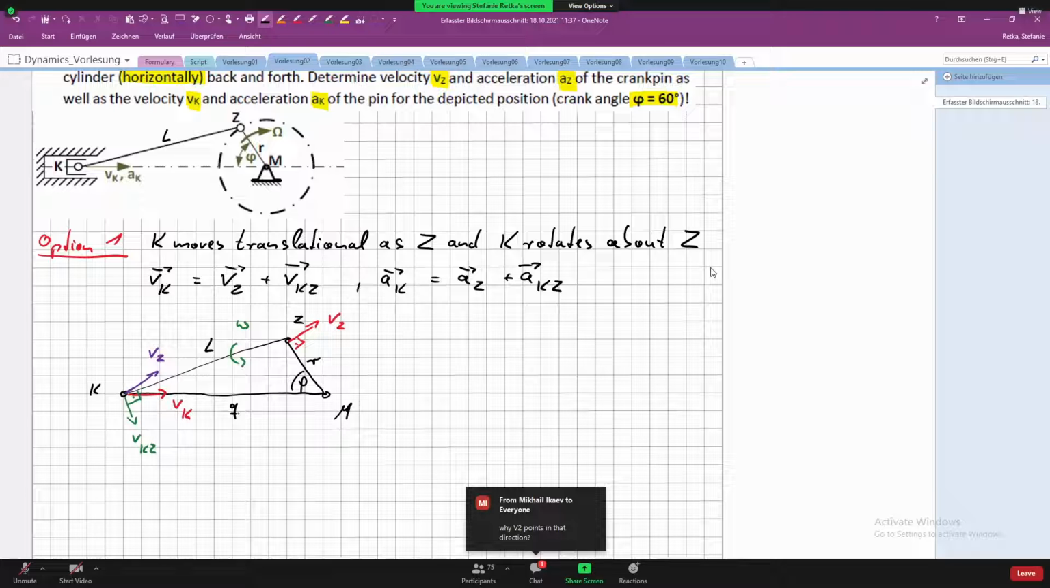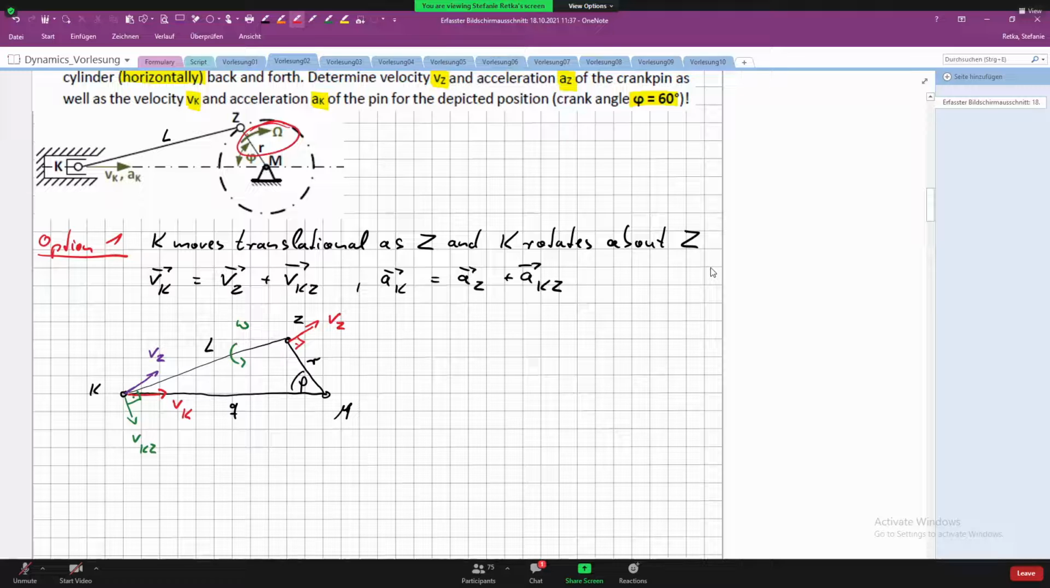Why V2, VZ, because it's given here. The direction of rotation is given in the figure provided. And then the velocity has to point perpendicular to the radius and tangential on the path and in direction of travel.